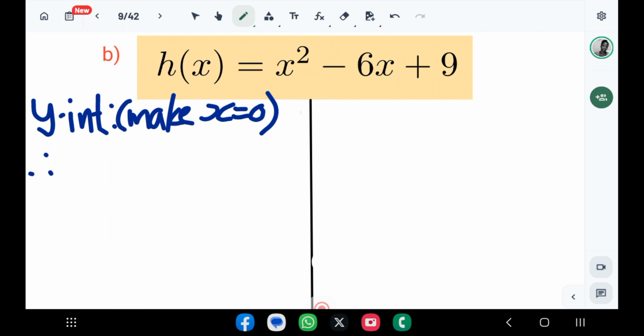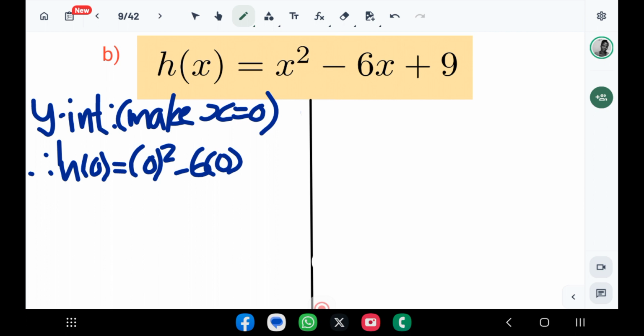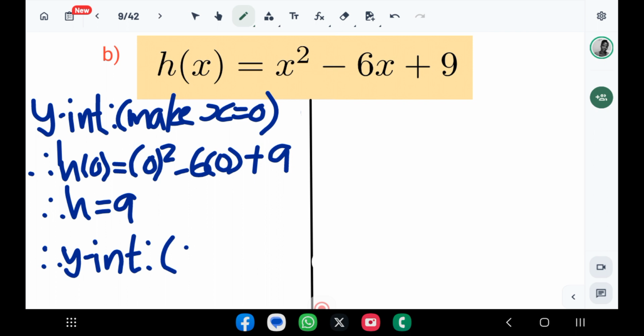Therefore, h of 0 equals (0 squared) minus 6 times 0 plus 9. Therefore, h equals 9. Meaning your y-intercept is the point (0, 9).